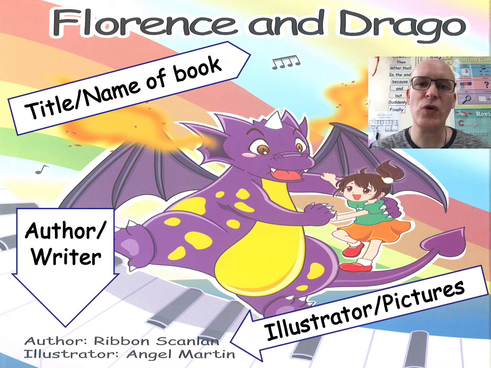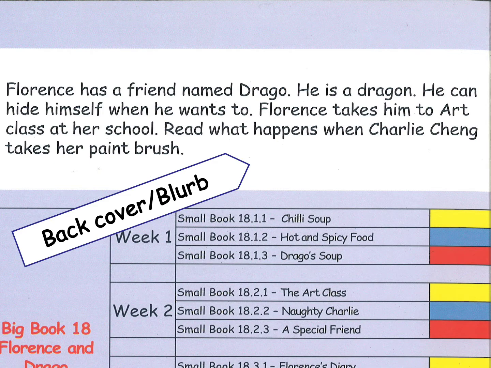So the title or the name of the book is Florence and Drago. The author or the writer is Ribbon Scanlon. She writes the words for the story. And the illustrator or the pictures by Angel Martin. Now, Angel draws the pictures, the beautiful pictures in this story. Pictures by Angel Martin. Let's go to the back cover now.